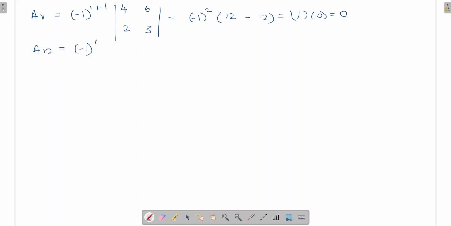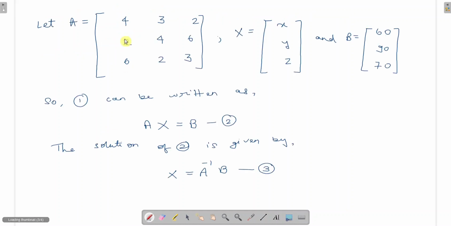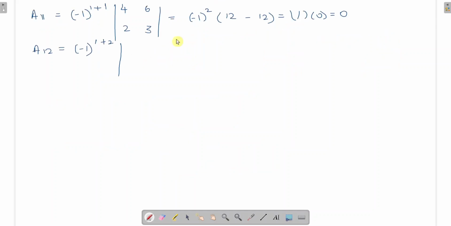So minus 1 raised to 1 plus 2, determinant of, we have to delete the first row and the second column. So 2 6 6 3, that will be equal to minus 1 raised to 3 times 3 times 2 is 6, minus 6 times 6 is 36. So we will get minus 1, because minus 1 raised to 3 is minus 1, times 6 minus 36 is minus 30. So that means we will get 30 here.